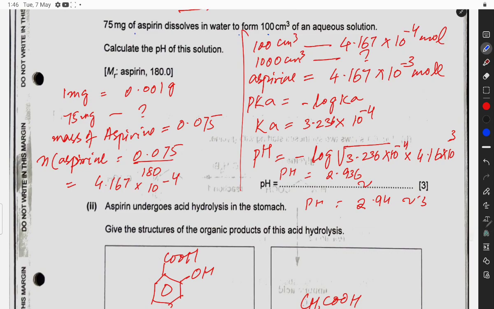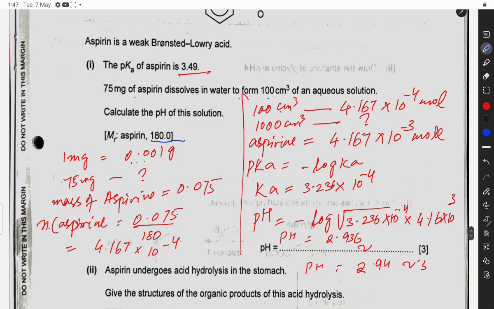1 milligram is equal to 0.001 gram, so 75 milligrams is equal to 0.075 gram. The moles of aspirin is 0.075 divided by 180, the Mr of aspirin. So the moles is 4.167 × 10^-4. We know that 100 cm³ has 4.167 × 10^-4 mole. So what would be the moles in 1000 cm³? Aspirin has 4.167 × 10^-3 mole in 1 dm³.